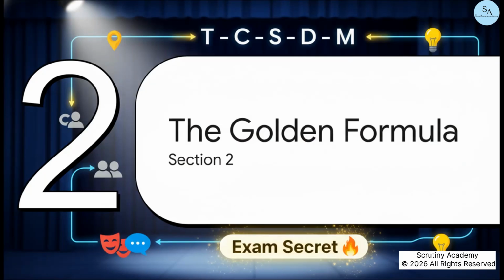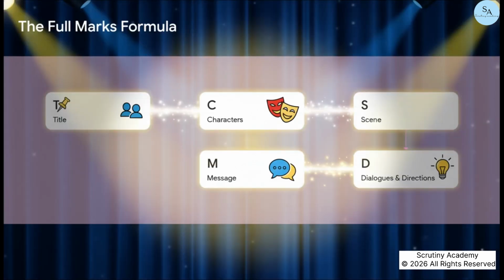Okay, now for the part you've been waiting for. This is the exam secret I promised you, the golden formula. It's 5 simple steps. If you follow them in this exact order, you are practically guaranteed a full marks answer. Ready? Here it is. TCSDM. That's it. Title, characters, scene, dialogues and directions, and finally, message. You need to remember this acronym. This isn't just some helpful tip. This is the exact structure the examiner is looking for. So burn TCSDM into your memory right now.